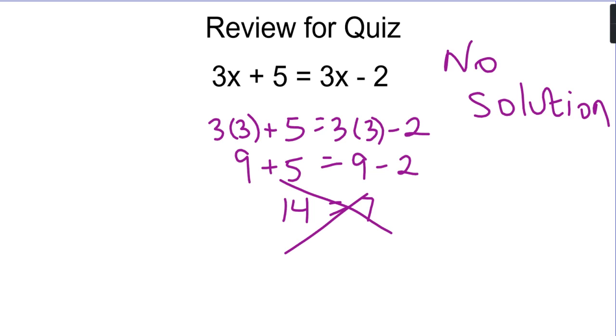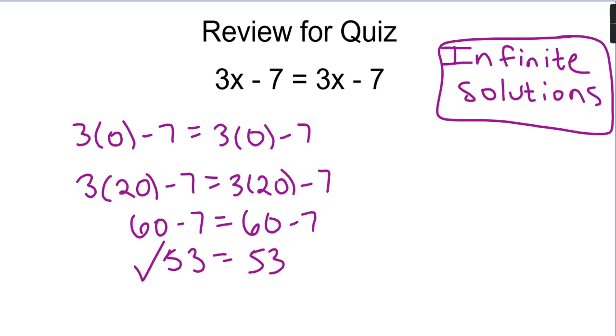Anything I will try will not make sense because I have the same term, 3x, but I'm doing two different things. One time I'm adding 5, one time I'm subtracting 2. Can't possibly be equal. So this is an example of a problem that has no solution. So when you see the same variable term, but a different constant term, no solution. Going back to the other one, same variable term and same constant term, infinite solutions. I can put anything into that equation and it will work.